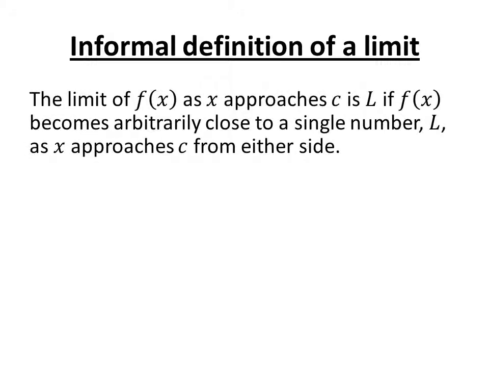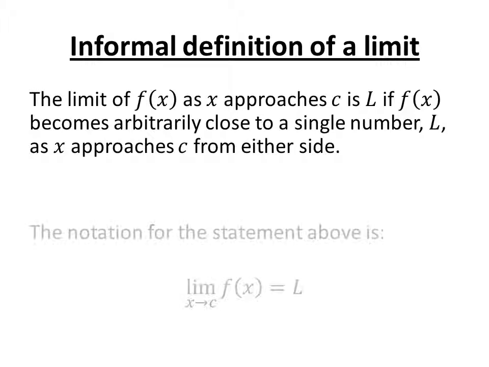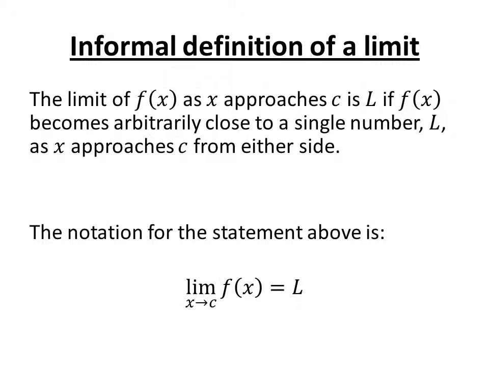So the informal definition of a limit is this. The limit of f of x as x approaches c is L if f of x becomes arbitrarily close to a single number L as x approaches c from either side. That's kind of a mouthful. In notation, the same statement above is this: the limit as x approaches c of f of x is equal to L. Now let's look at some examples to see what this really means.